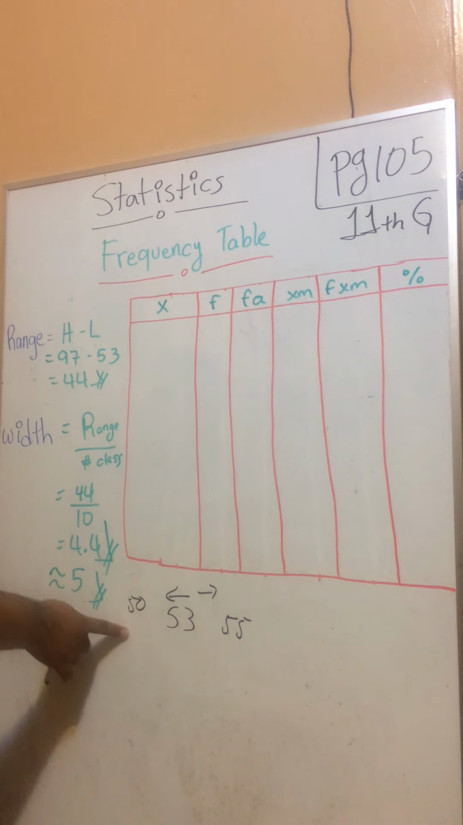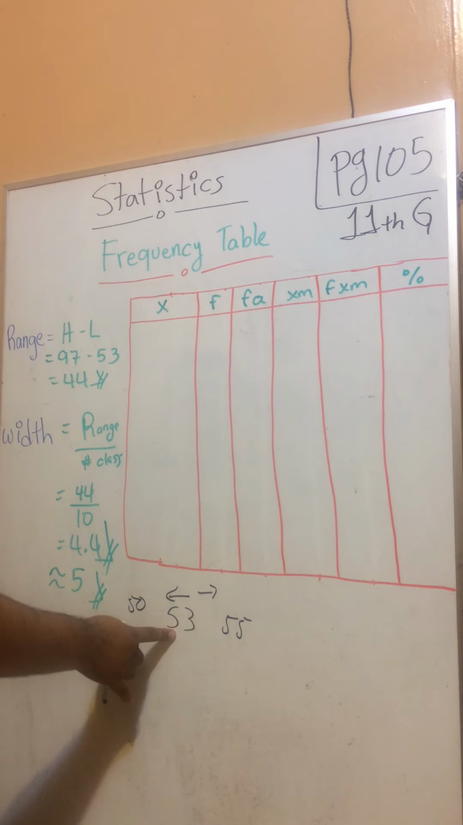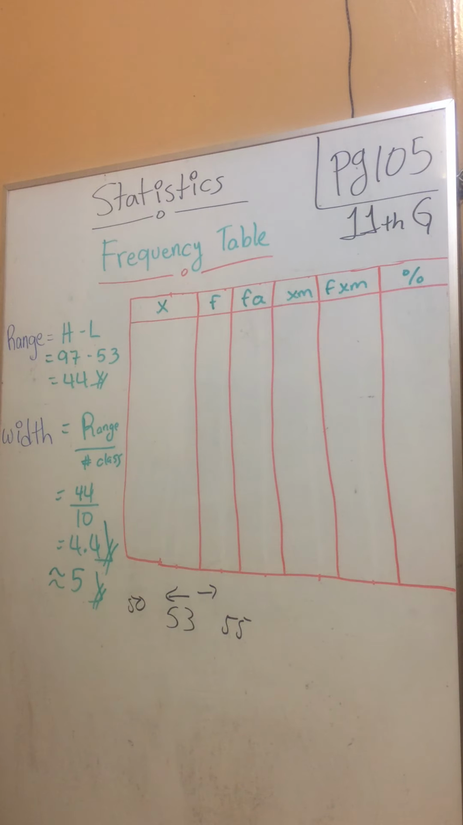But we need to go a little bit lower so that we can cover any number that comes from lower than 53, because this 53 might be rounded up. Maybe that student got 52.5. So we need to cover those numbers a little bit to the left of the 53.